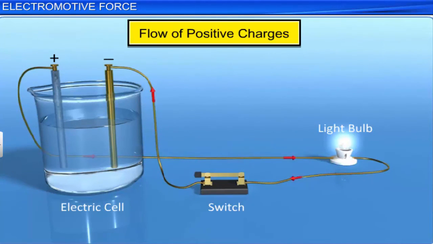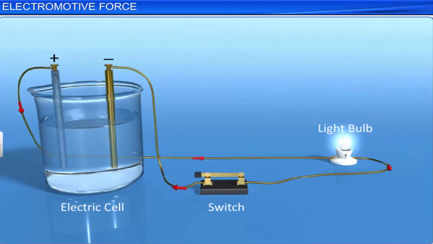Thus, we can say that a cell moves positive charges through the external circuit from its positive terminal, which is at a higher potential, to its negative terminal, which is at a lower potential. Thus, the positive charges move through the external circuit from a higher potential point to a lower potential point. Within the cell, they move from the lower potential negative terminal to the higher potential positive terminal. Just like the water pump that lifts water from the tank with the lower water level to the tank with a higher water level, an electric cell raises a positive charge from lower potential to higher potential using energy.